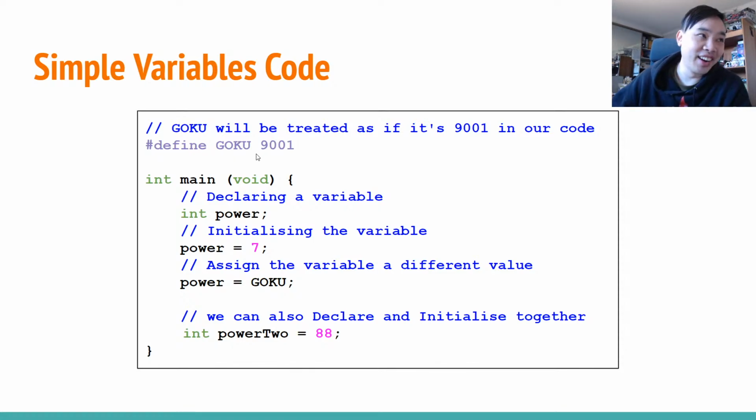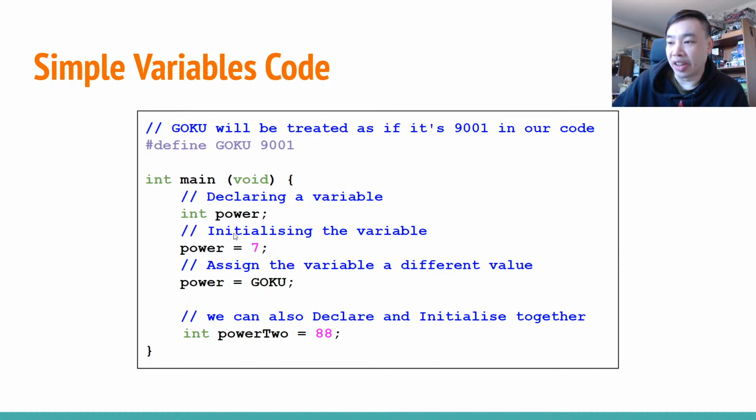Dragon Ball Z has a character called Goku, and there's a really famous line in it saying he's over 9,000. That's why I did 9001, just for fun. Anyway, so we can define Goku here as 9001, because he's over 9,000.